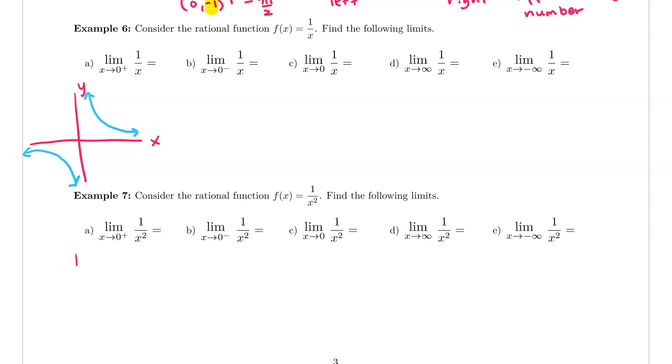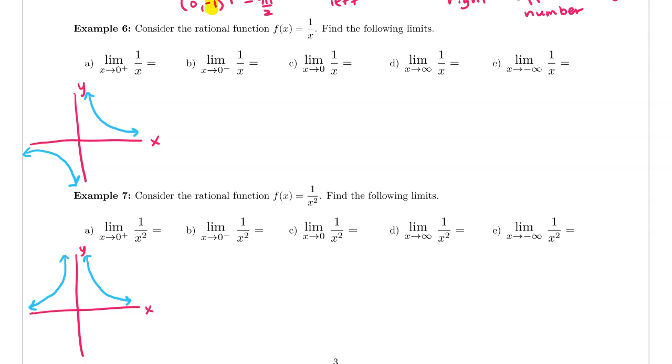And then in example 7, if I were to graph y equals 1 over x squared, it's going to look something like this. And because 1 over x squared is always a positive number, my y values are always going to be positive, so I'm limited to quadrants 1 and 2.